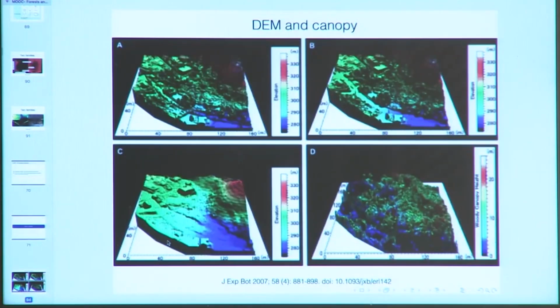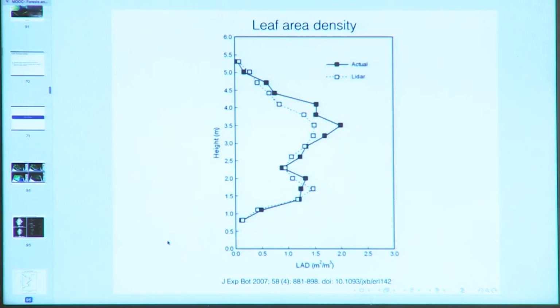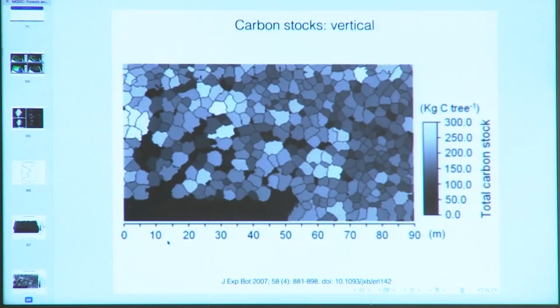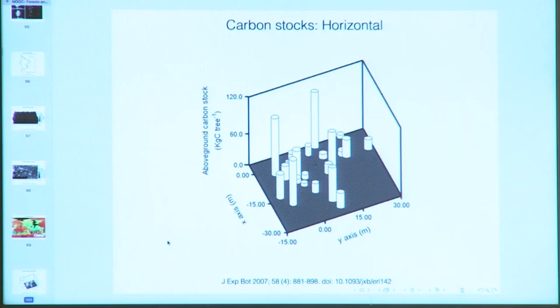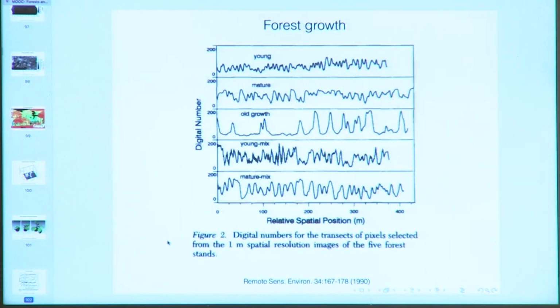In forestry, you can use LIDAR to get an idea of the DEM, canopy structure, even the different cross sections of a tree, leaf area density, digital canopy height. You can measure carbon stocks. You can use a horizontal LIDAR and get a better idea of the carbon stocks, or you can even study the plant growth and shape change as the plant grows, or you can use it to understand how your stand is behaving.